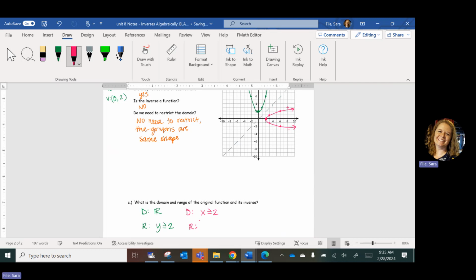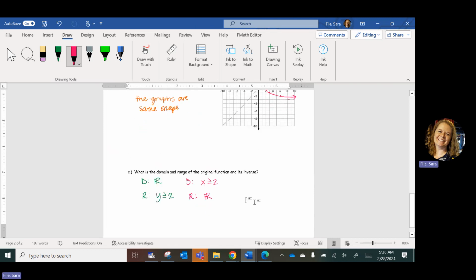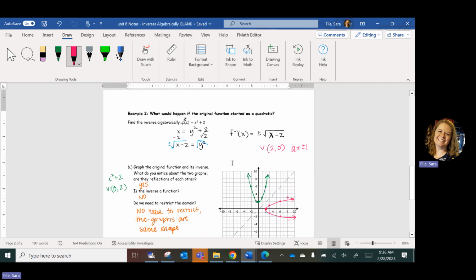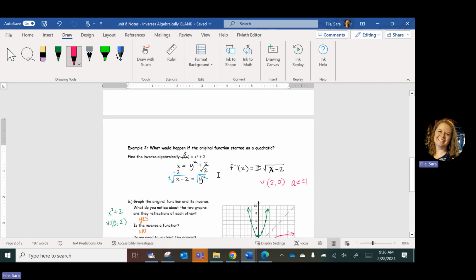And this time my range is all real numbers because as this goes to the right, it's going down. And as this side goes to the right, it's going up. So it's going down and up forever. So your range is all reals. So again, notice with inverses, the domain becomes the range. The range becomes the domain for the inverse. They just flip.